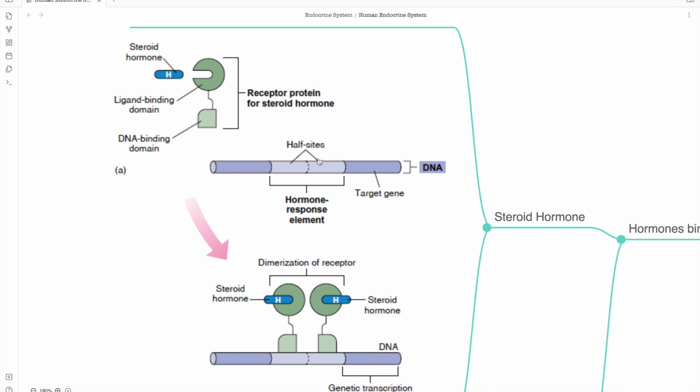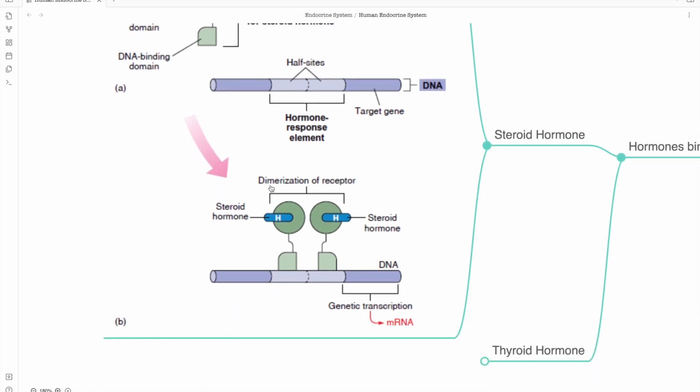Now this hormone response element we can divide into two half sites. So this is one half site and this is another half site. When the steroid hormone binds with this receptor, one hormone receptor complex can bind with this half site, and another hormone receptor complex can come and bind with the other half site. So within one hormone response element there are two steroid hormone receptor complexes. That is called dimerization of the receptor.